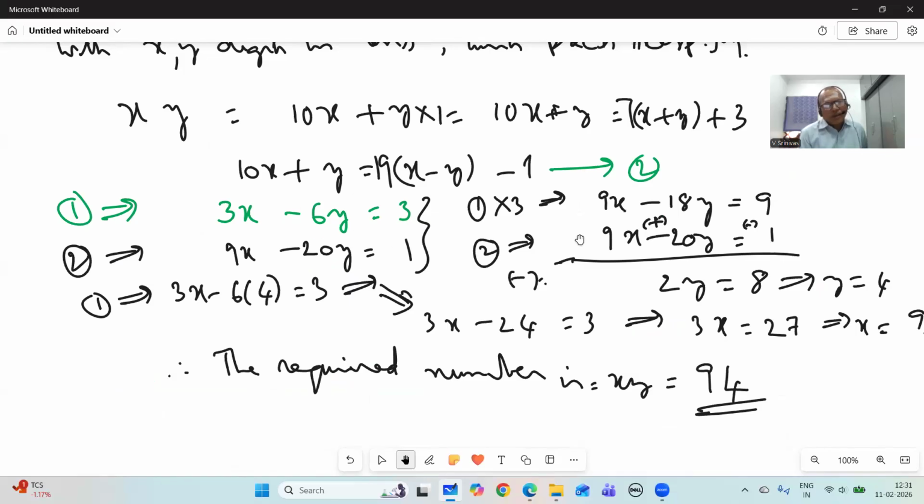You solve for x and y by any method you like. You have got x equal to 9, y equal to 4. Substitute 9 in place of x and 4 in place of y. This is 94, a two-digit number. You have to take this as a two-digit number. This is not x into y. It is xy with x in tens place and y in units place. So the required number is 94.